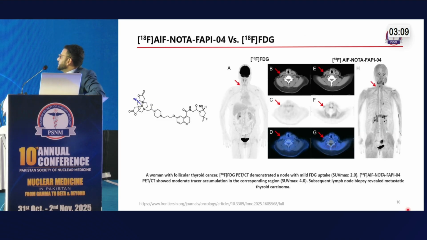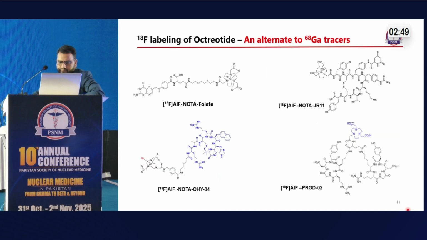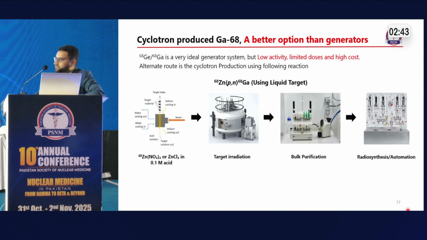So likewise, it's not only applied on prostate or neuroendocrine. For example, this is a FAPI ligand, and we can also see that this mark was not identified by FDG, but it's a bit better identified in aluminum NOTA fluoride. The SUV here was only 2, and here it was a maximum SUV of 4. So these are other options where they have used the same strategy for the places where there is no gallium.